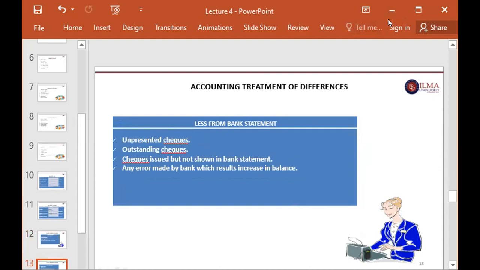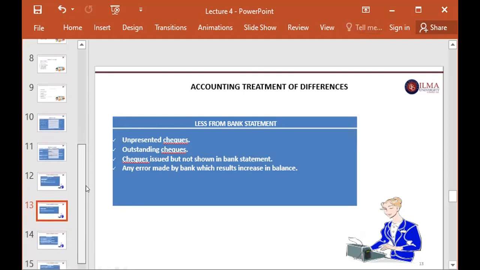The items subtracted from the bank statement are unpresented checks, outstanding checks, missed checks still not presented for payment, or checks issued but not shown in the bank statement, or any error made by the bank which results in an increase in balance. So these will be subtracted from the bank statement.